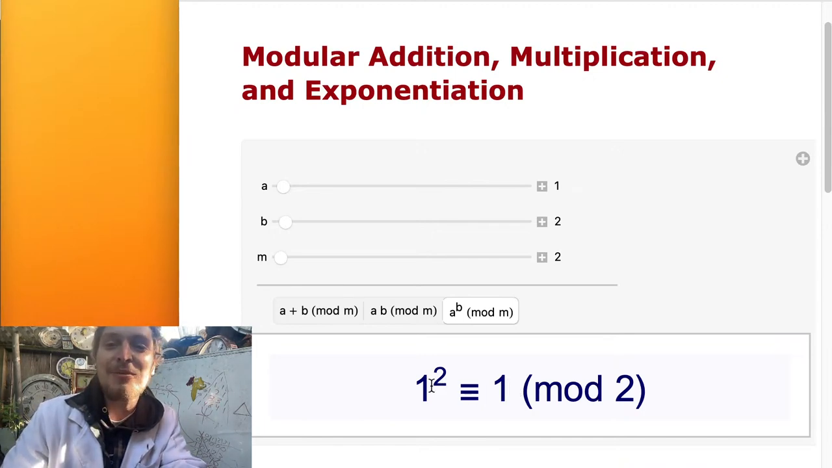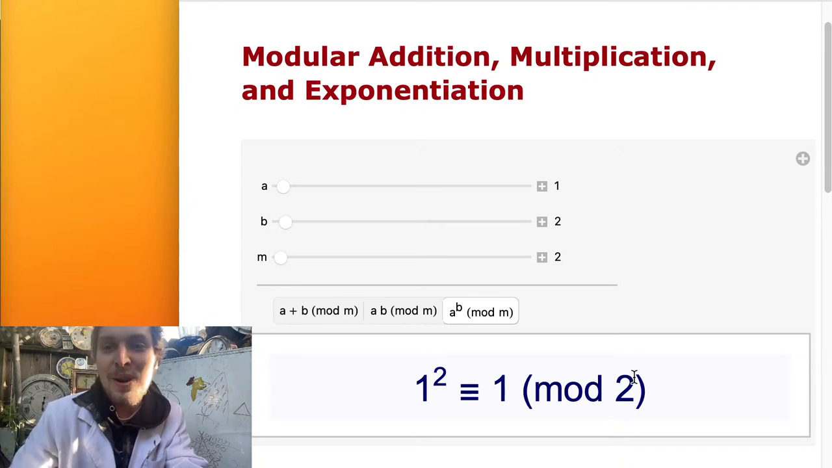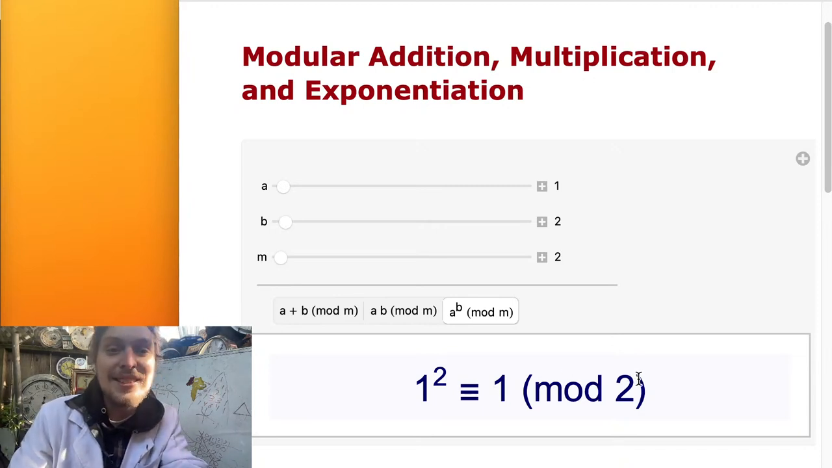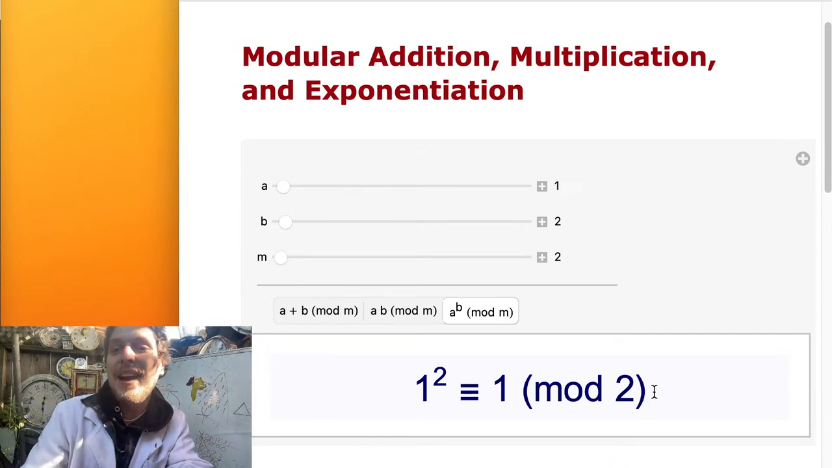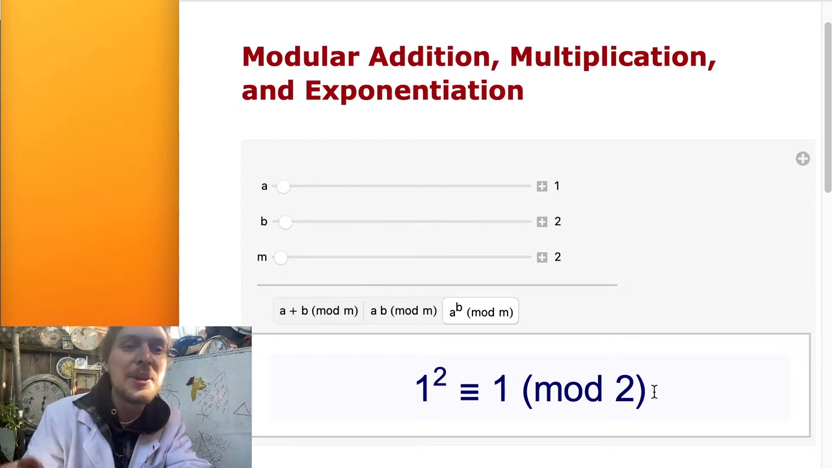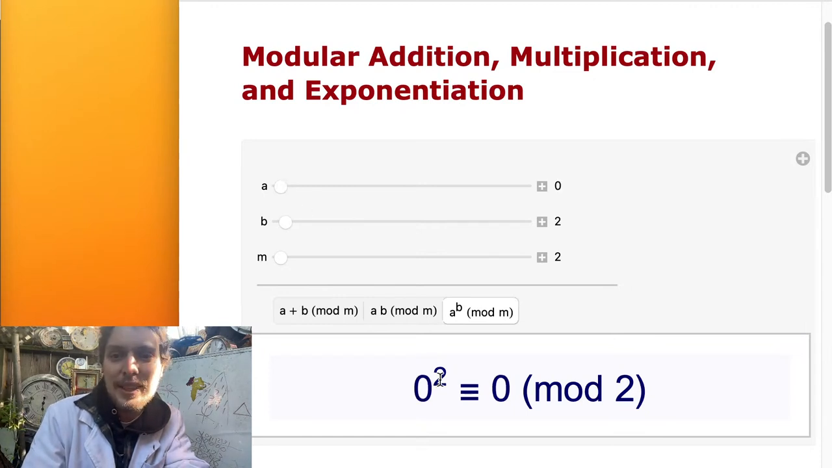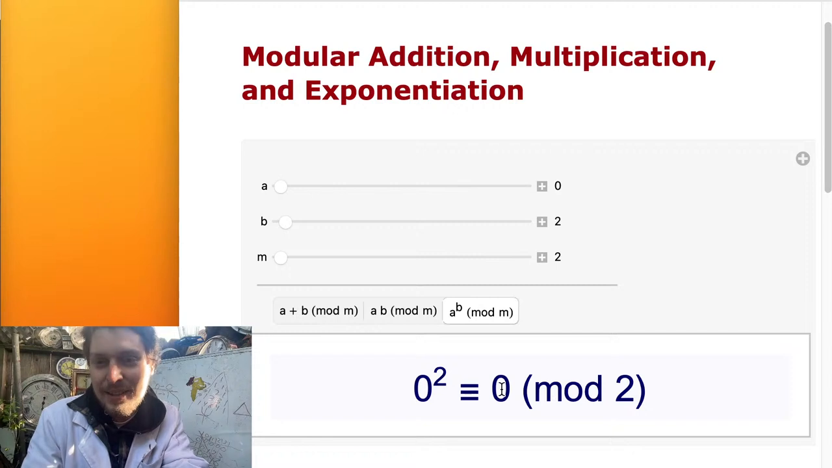So this weird expression here, 1 squared is congruent to 1 mod 2, weirdly is equivalent to the statement that an odd number times an odd number gives you another odd number. This one is equivalent to even times even is even.